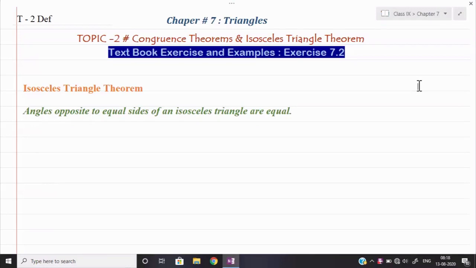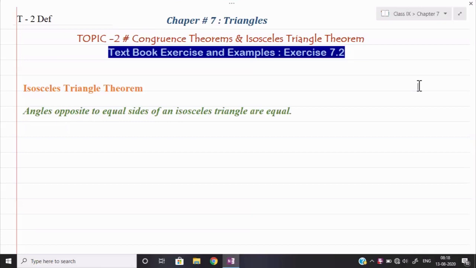Today we are going to start the questions of exercise 7.2. Last time we already finished the questions of exercise 7.1. I will take a short example at the last. Okay, so today we are going to start the 7.2 questions.